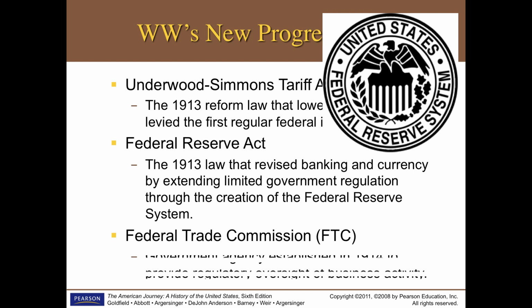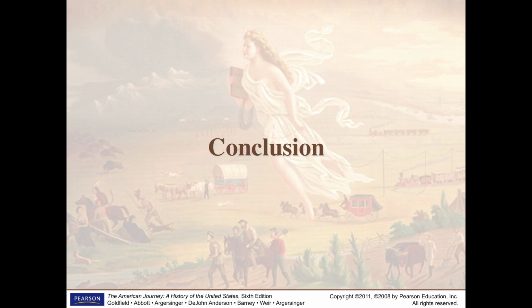Then we have the Federal Trade Commission, which is the government agency to provide regulatory oversight over business activity. So again, he has not wanted to create too many government agencies, but he does want oversight and to regulate, much as Theodore Roosevelt did, but in a more conservative manner.